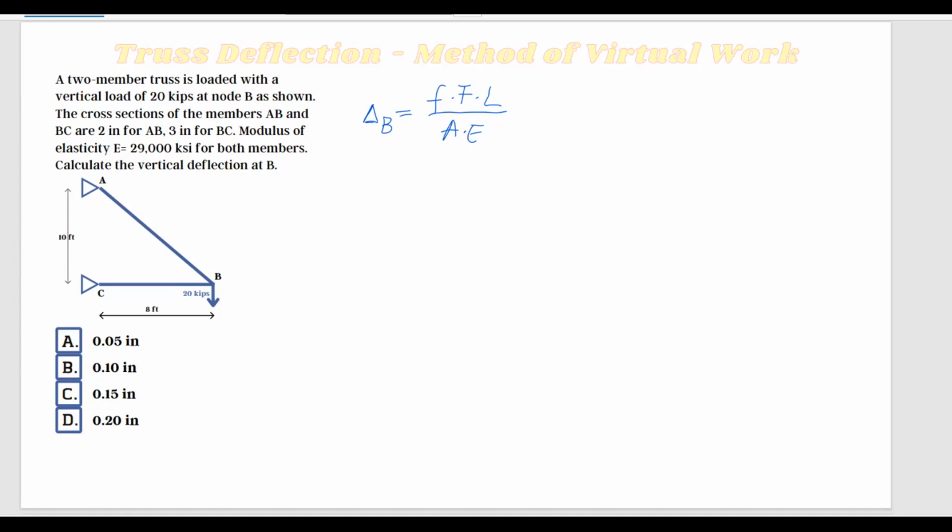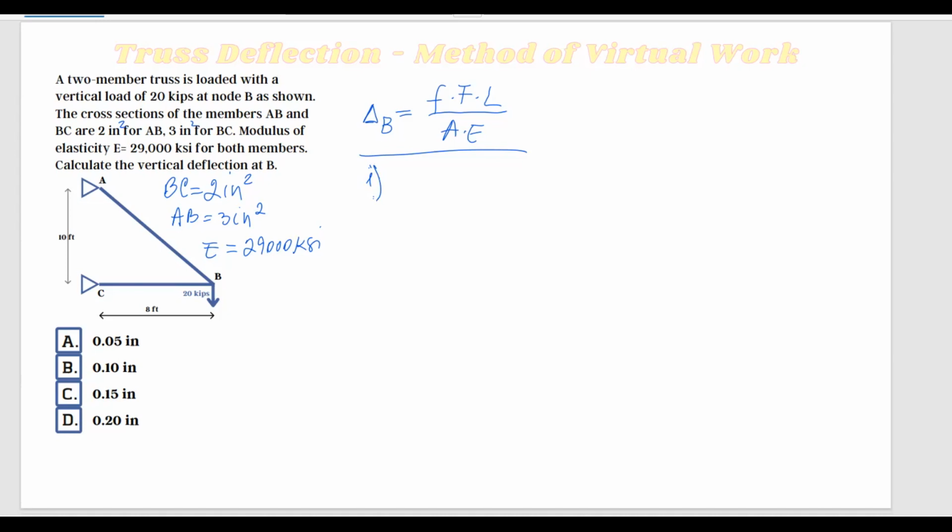Now let's see what the problem is giving us. We are given the area of each member. So for BC, the cross-sectional area is 2 inches squared, right? And then the cross-sectional area for AB is 3 inches squared. E is 29,000 ksi.